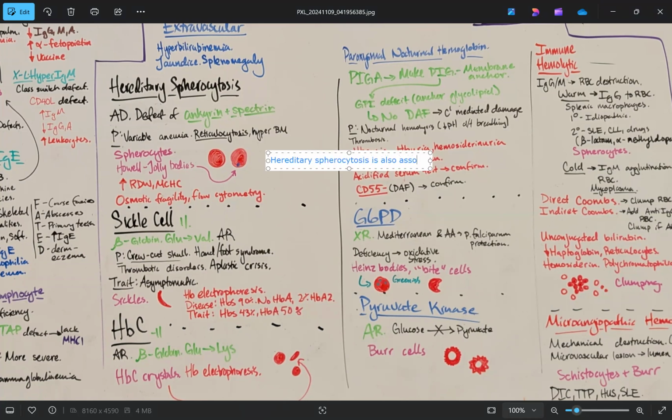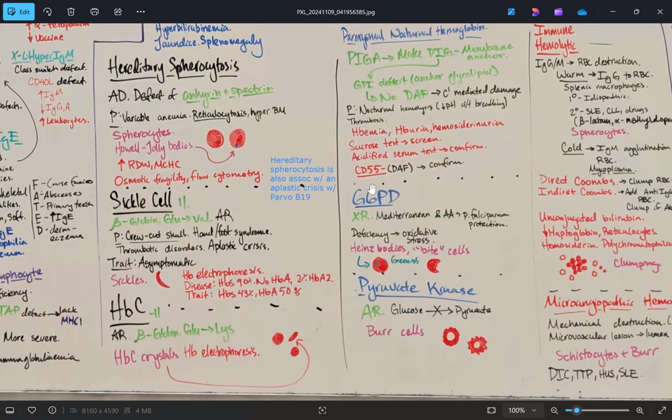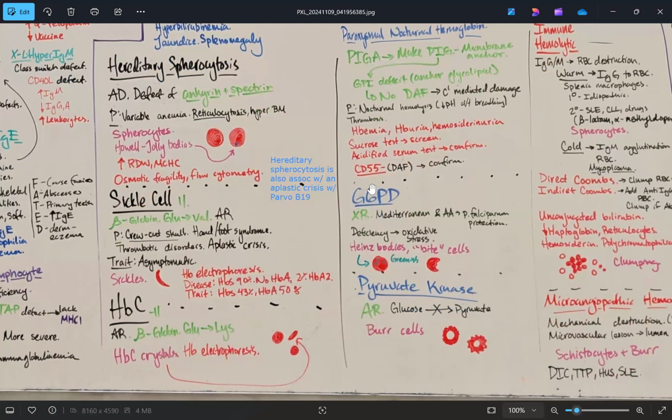Histology, you'll have your sickle cells, and then for tests, you can do hemoglobin electrophoresis so you can see what is abnormal. Disease will have more hemoglobin S, so HbS, about 90%. No HbA, which is important, but you'll have some HbA2. Whereas with trait, you'll have a lot less sickle, about 43%, and a lot more HbA as well. The next extravascular we'll talk about is HbC, which is a mutation again in your hemoglobin beta, which is on chromosome 11.